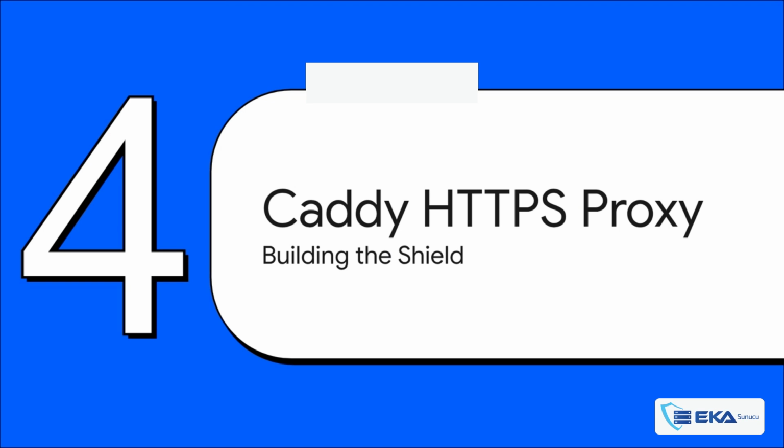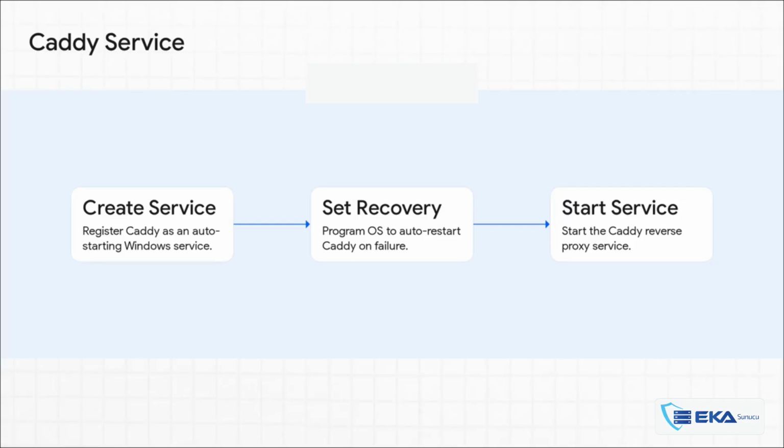Section 4. Caddy HTTPS reverse proxy, building the shield. Speaking of exposing globally, let's deploy Caddy to securely handle that external HTTPS traffic and route it to our local instance. To make our reverse proxy highly resilient, we don't just run it manually. We use these exact service control commands to register Caddy as an auto-starting Windows service. And pay special attention to step 2 here. We are actually programming built-in failure recovery. If Caddy crashes for any reason, the OS is instructed to automatically restart it. That guarantees our HTTPS shield stays up with absolutely zero manual intervention.